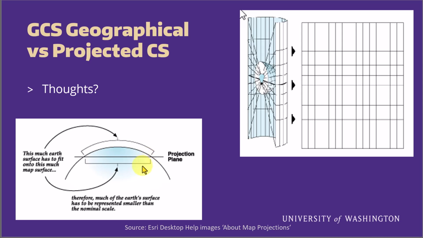There are two types of coordinate systems, geographic and projected. Projected are flat, whereas geographic are spherical. When we convert from a real life geographic to projected, the values become inaccurate, as noted in the Esri desktop images presented here. Note the Earth's surface versus the flat surface.